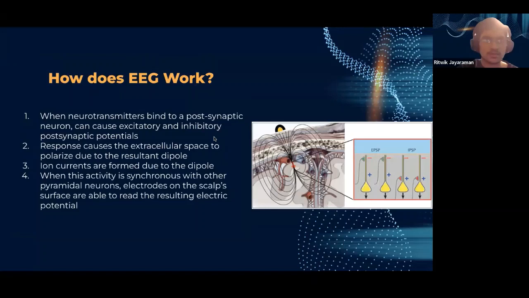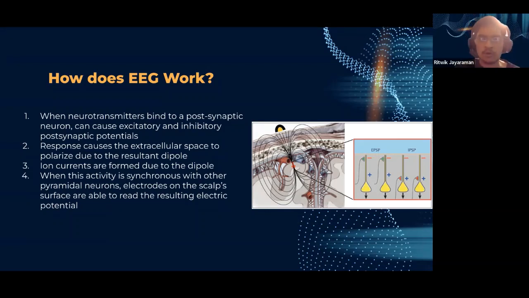So now, how does EEG specifically work? Well, there's four main steps. First, neurons communicate via electrical chemical signals called neurotransmitters. And when these neurotransmitters bind to a postsynaptic neuron, postsynaptic means that the neuron is receiving the signal, and presynaptic means it is sending the signal. Now, when the postsynaptic neuron receives the signal, it can cause excitatory and inhibitory postsynaptic potentials, or EPSP and IPSP, respectively. The response causes the extracellular space to polarize due to the resultant dipole, and because of an influx of cations or anions, depending on the specific scenario.